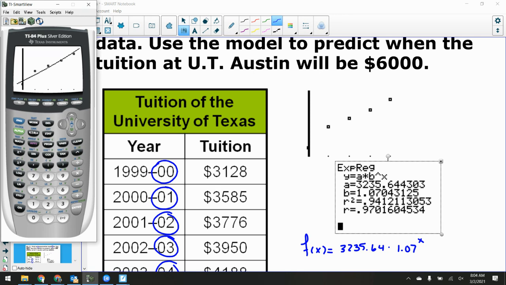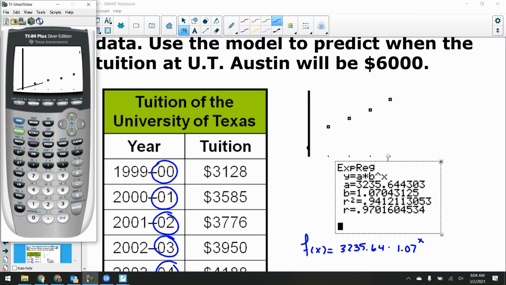Now, at this point, I want to figure out how long it's going to take for the tuition to get up to $6,000. Now, is 6,000 an x value or a y value? It's a y value. So I'm going to go into my y equals and plug in $6,000. Now, I don't know if I'm going to see it on my screen, so I'm going to zoom fit. Usually that works, so let's test it out.